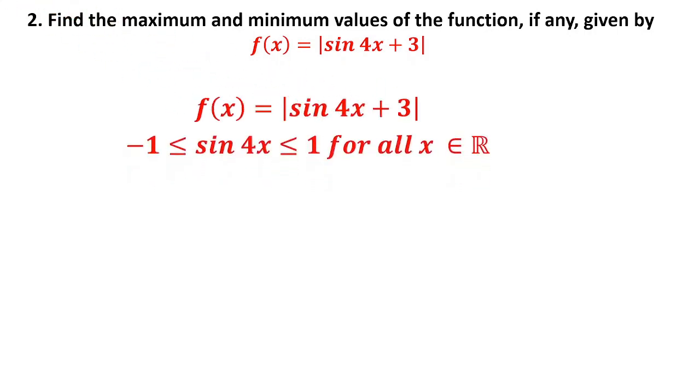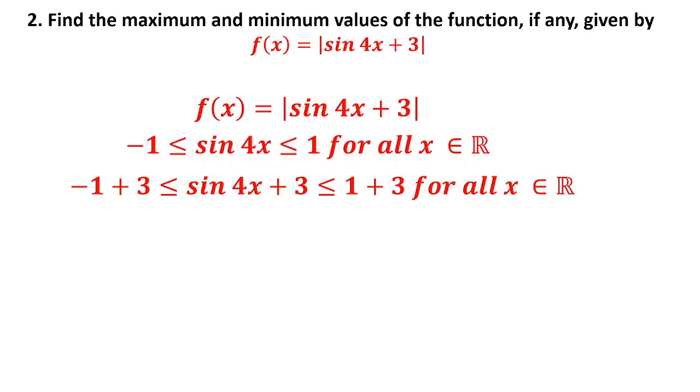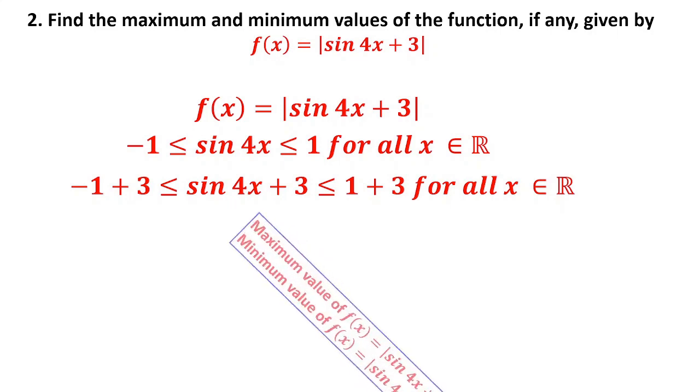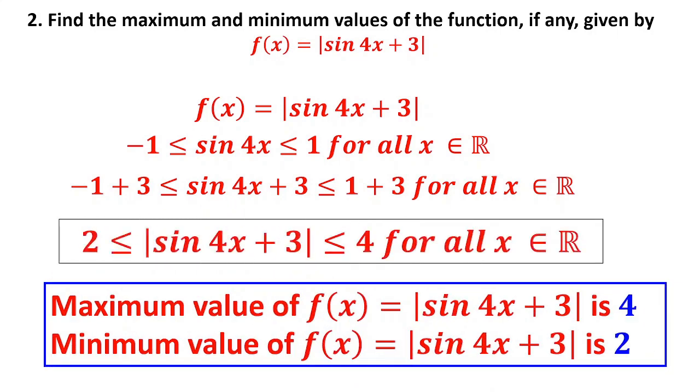I will start with sin 4x. The sin function lies between minus 1 and 1 only. Therefore, when I add 3 to it, minus 1 plus 3 is less than or equal to sin 4x plus 3, which is less than or equal to 1 plus 3. But you have a modulus. When I take the modulus, the left-hand side becomes 2, so 2 is less than or equal to the modulus, which is less than or equal to 4. It lies between 2 and 4. Therefore, the maximum value is 4 and the minimum value is 2. f of x lies between 2 and 4.